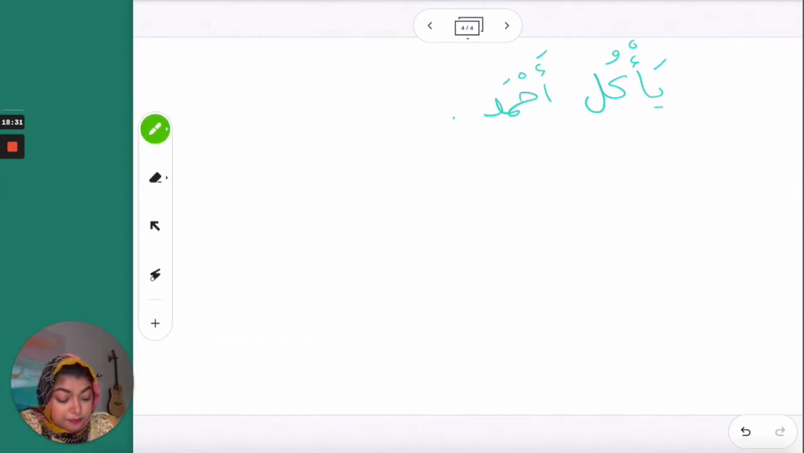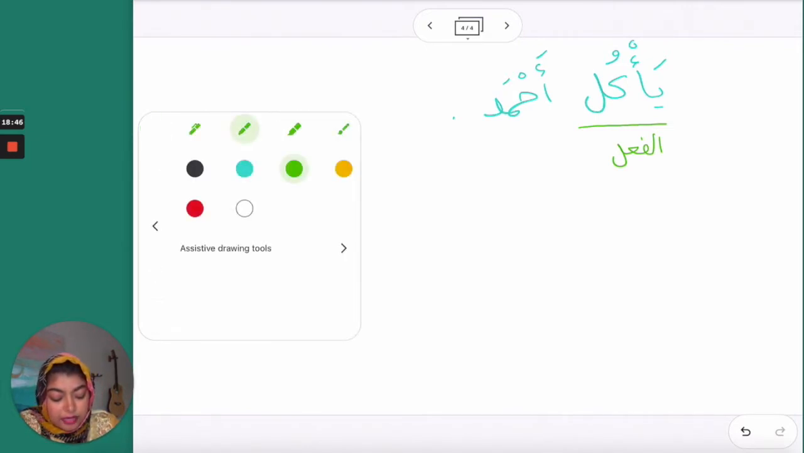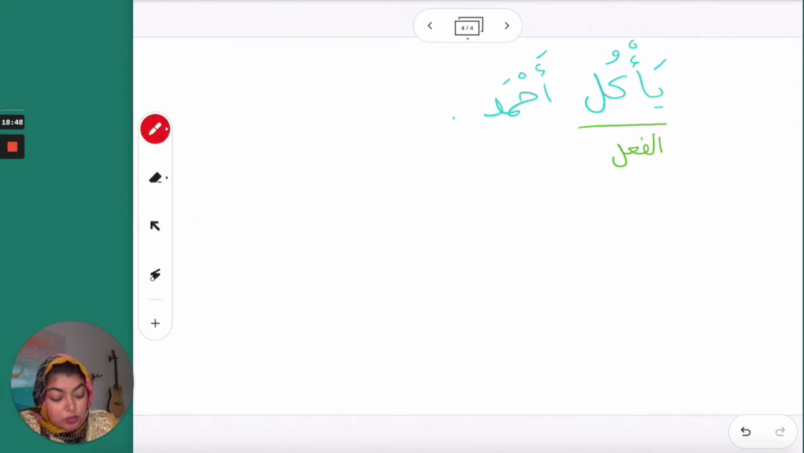So here, you have يأكل, that's your verb. So we call this الفعل. الفعل is your verb. من يأكل? Who's eating? أحمد, فهو فاعل. So the person who's doing the action, we call it الفاعل. There's no مفعول به because you don't know what he's eating.